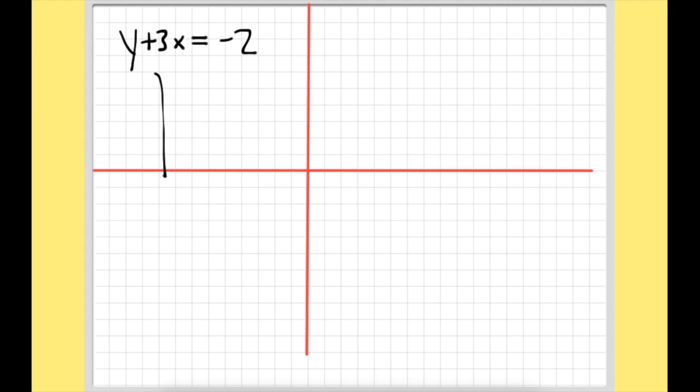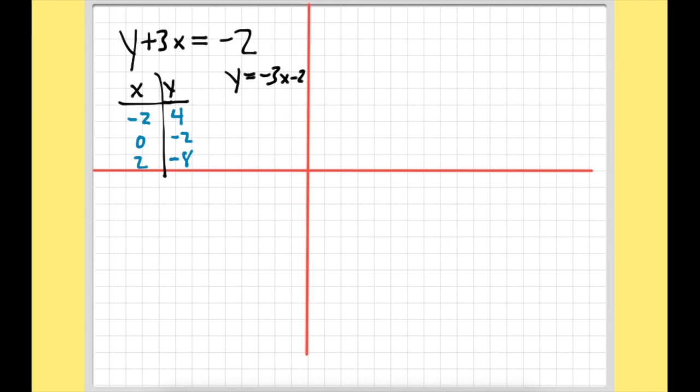So if we make a table with a few points, first we want to rewrite our equation as y equals, and we subtract that 3x, we get negative 3x minus 2. So we plug in a few points. Doesn't matter which ones you plug in, I'm going to use the same ones I used last time. If I plug in negative 2, I get positive 6 minus 2, which is 4. If I plug in 0, I get 0 minus 2, which is negative 2. If I plug in 2, I get negative 6 minus 2, which is negative 8.